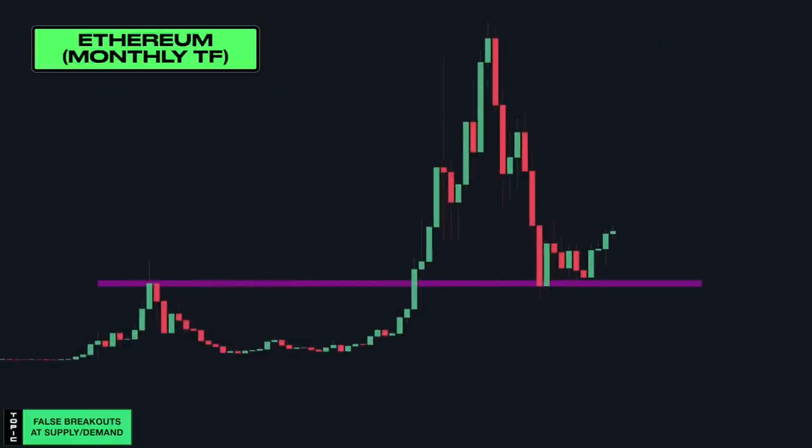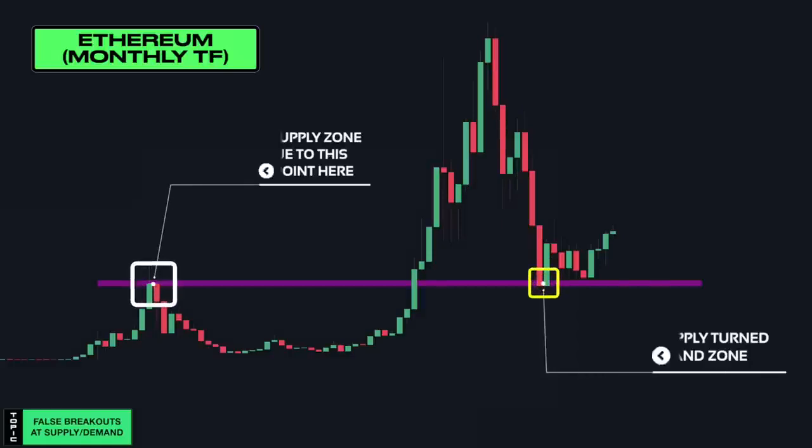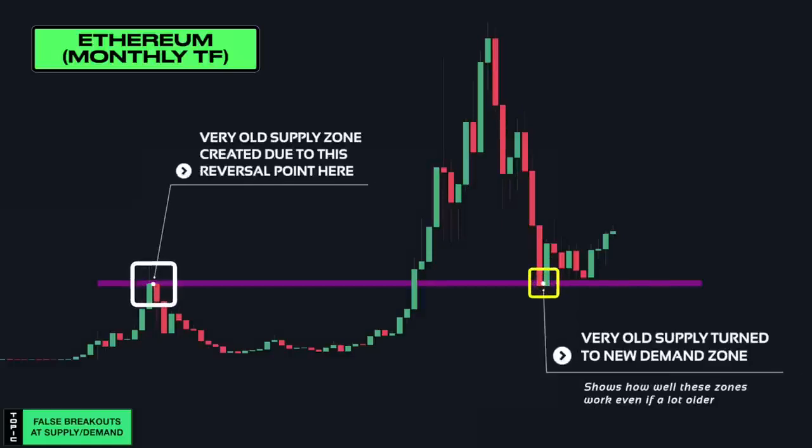This is Ethereum. Now, to point something out first on the monthly time frame. Notice how price recently came down and tapped this old supply turned demand zone, showing how well these zones work even if historical. So let's pull up the Ethereum weekly, daily, and 1 hour to show this trade setup.